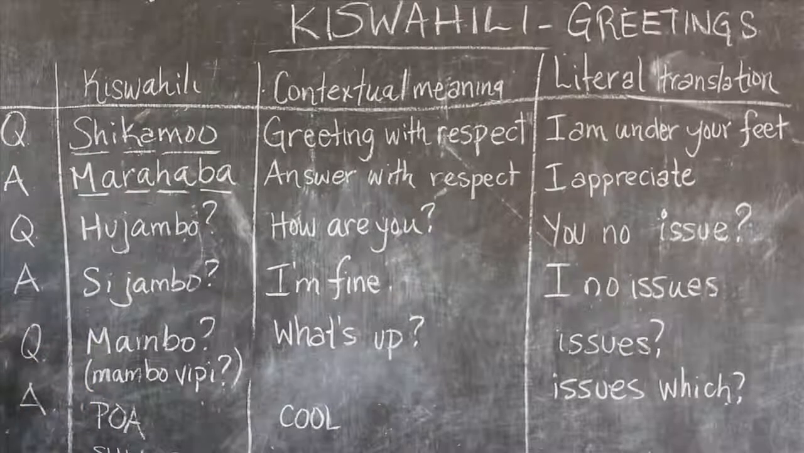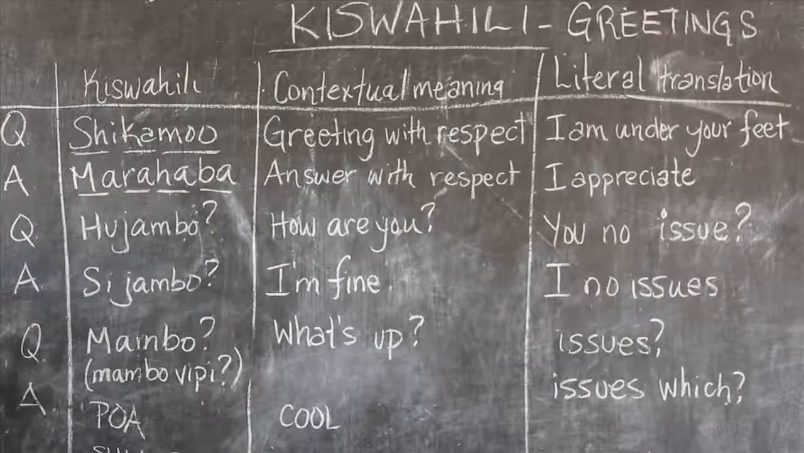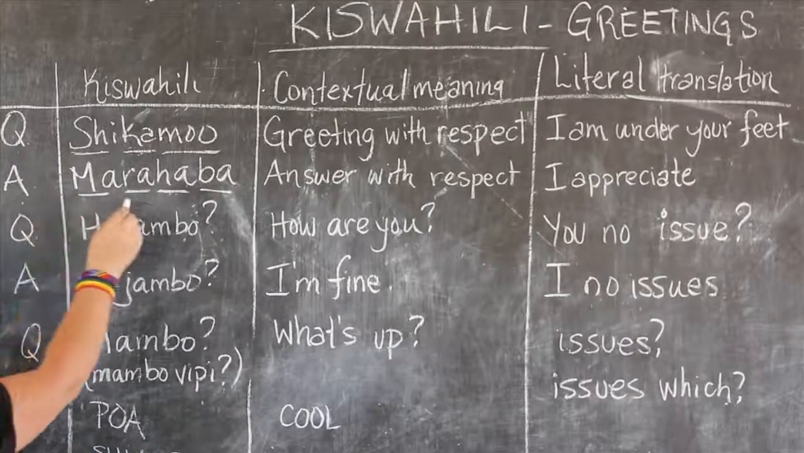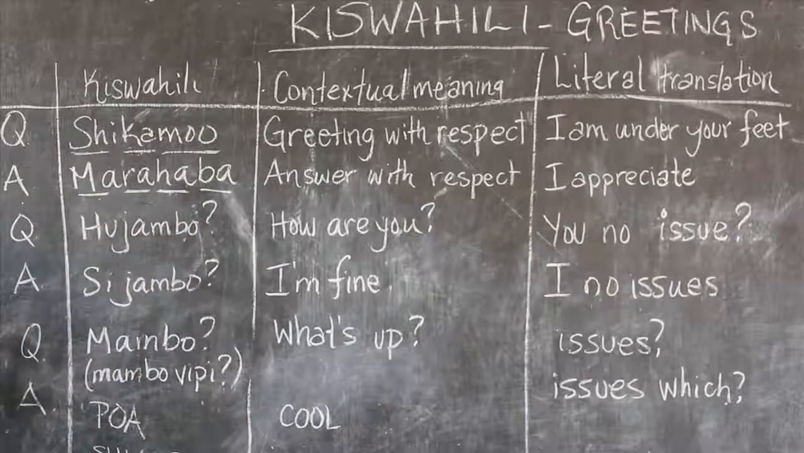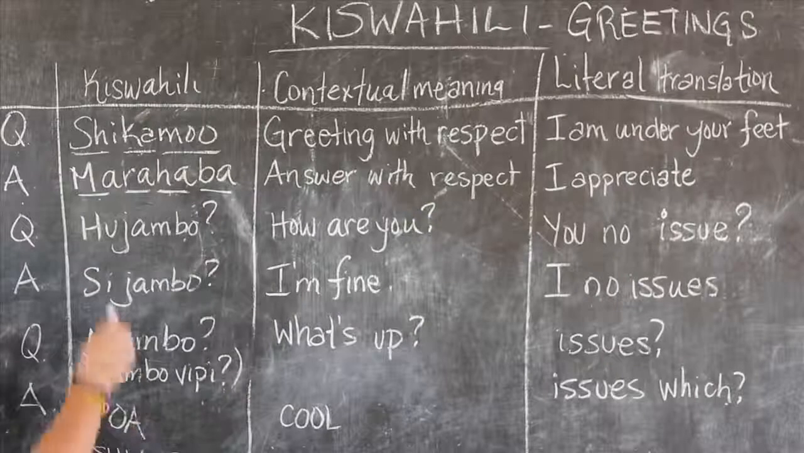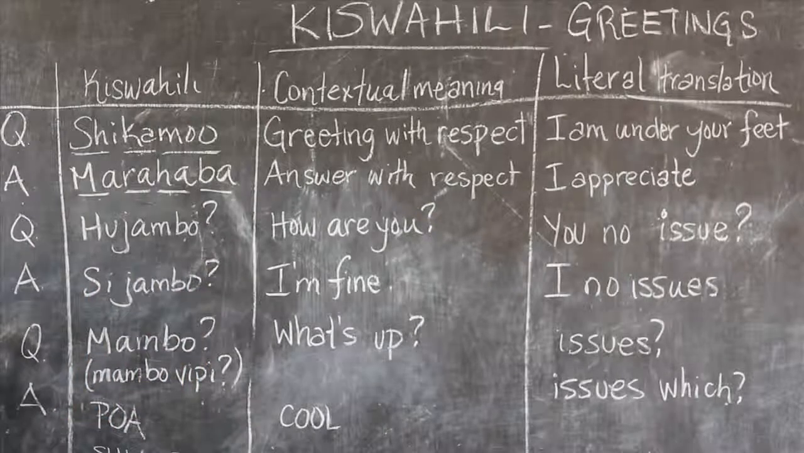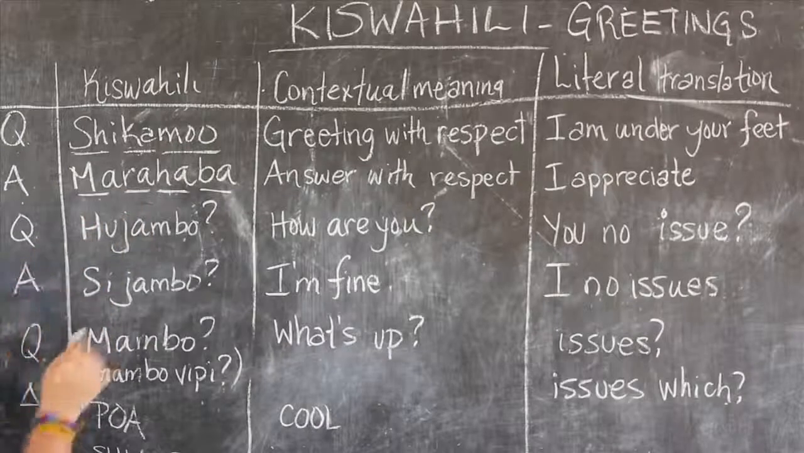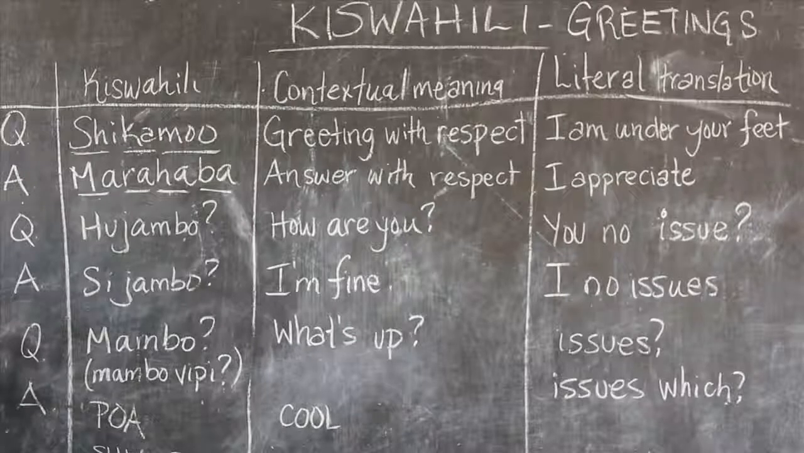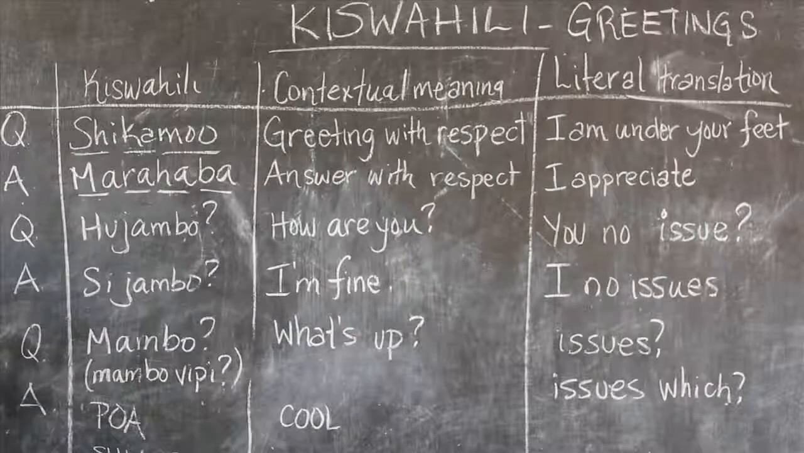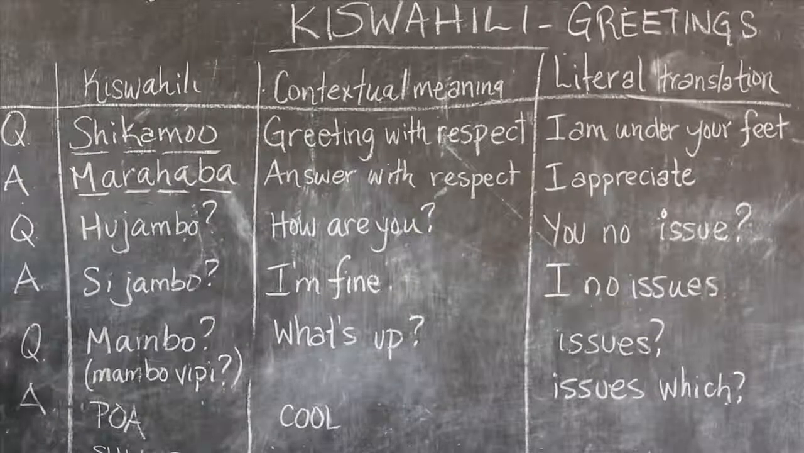So if you are young and you're greeting someone older than you, you would say shkamo. If you are older and you see a child, they'll be greeting you, shkamo. The answer is marahaba. Marahaba. The emphasis comes on the ha, marahaba, and that means I answer you with respect. Shkamo, marahaba. Marahaba literally means I appreciate your greeting. So again, if a little child passes you and they say shkamo, you're going to answer marahaba. Again, that's only in Tanzania.